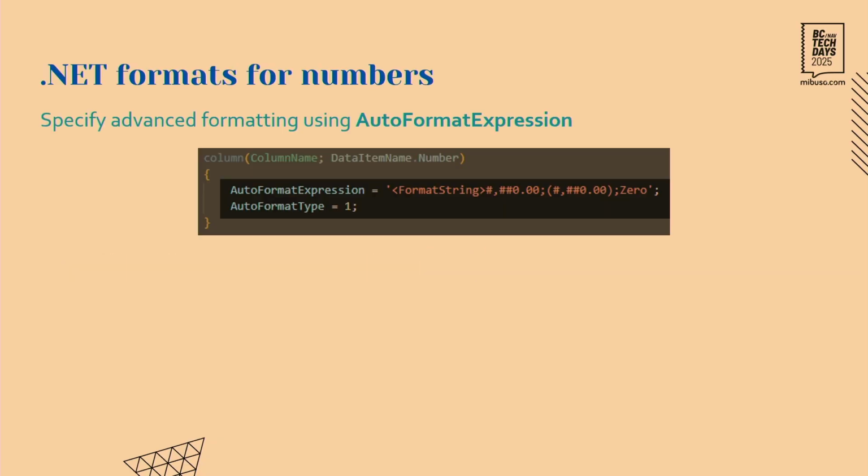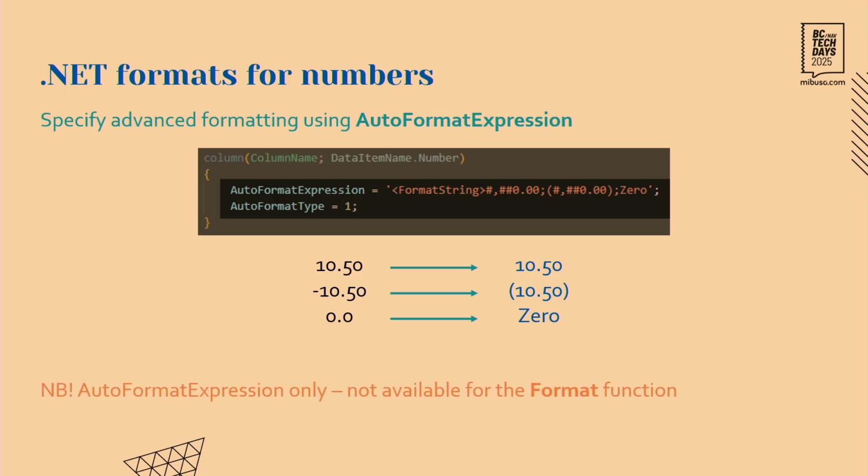First of all, it is now possible to use .NET formats for numbers. That means that we can now specify advanced formatting, like the one that we have here in the example, by using the auto format expression. So as you can expect, we can now finally support this case where, depending on the value of the number, we can properly format it depending on the use case. We have different cases, and sometimes we need some particular formatting from the customer. One small comment, this is only available for auto format expression. It is not available yet for format function.